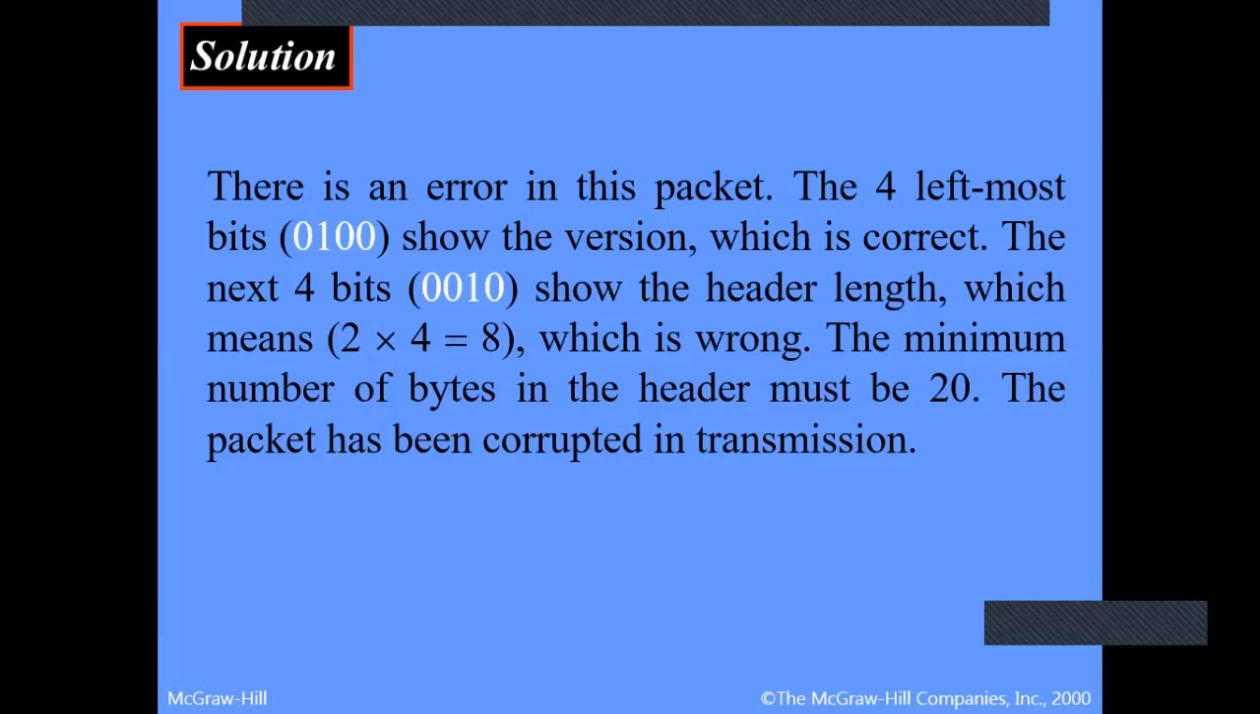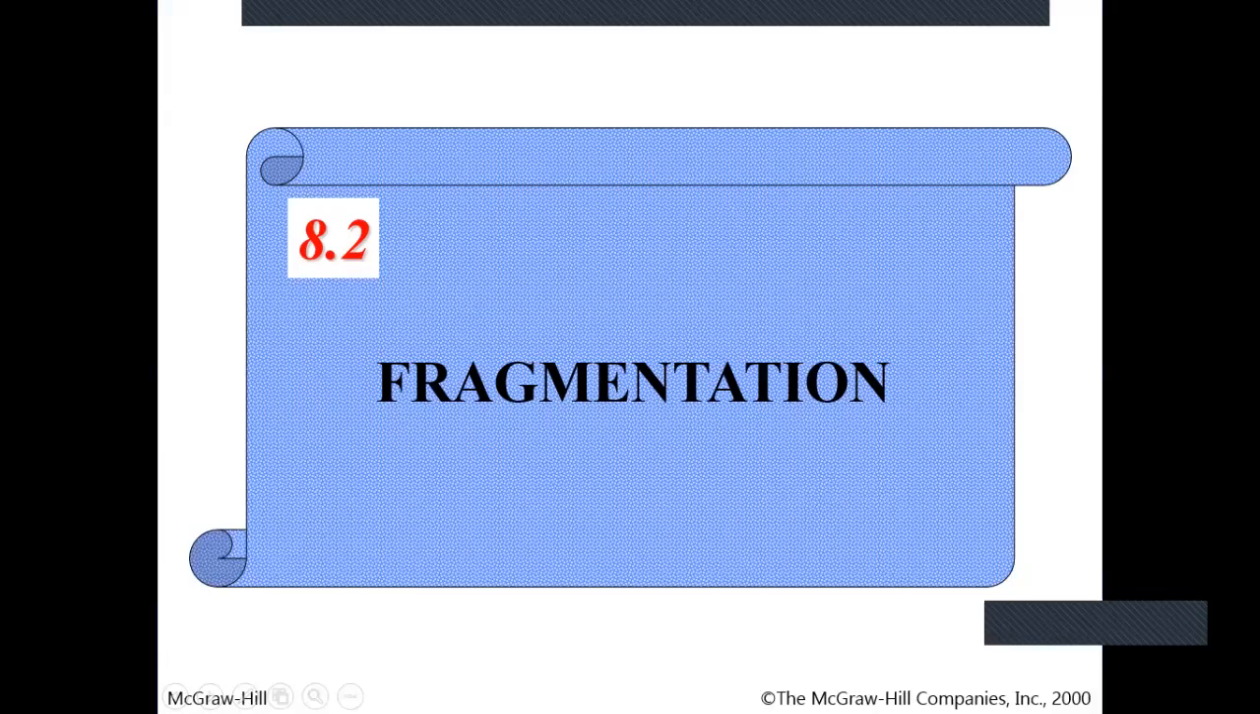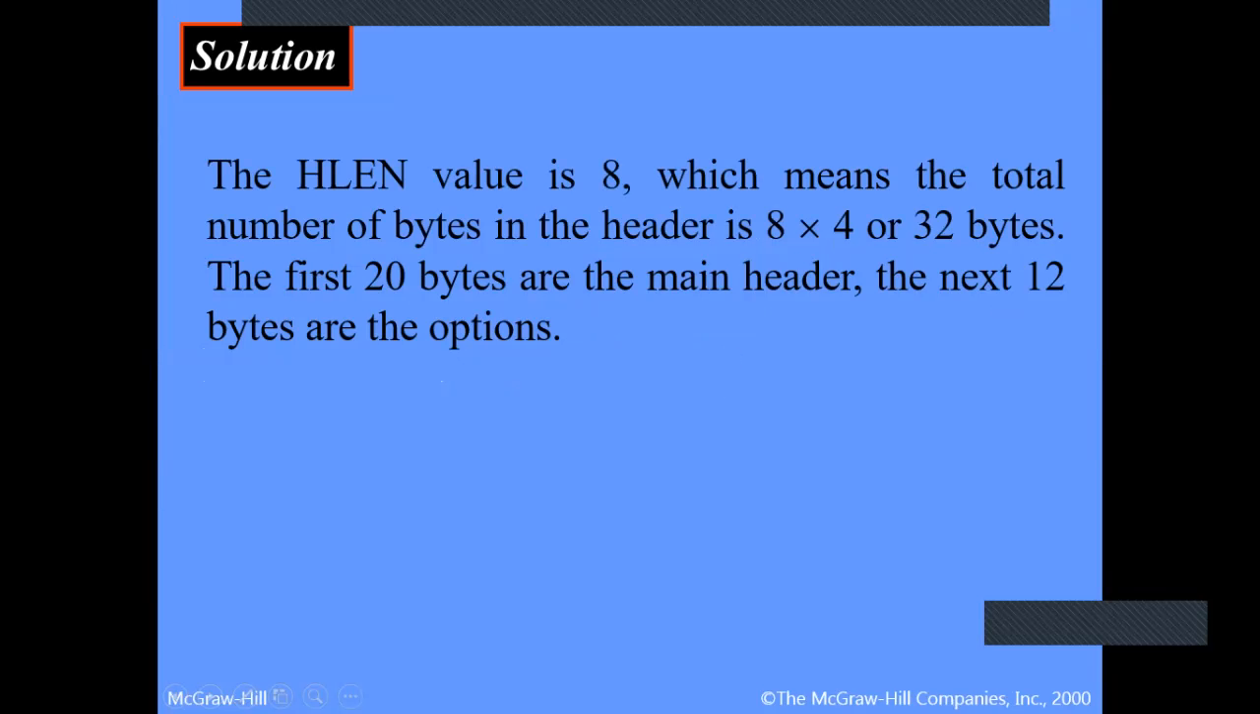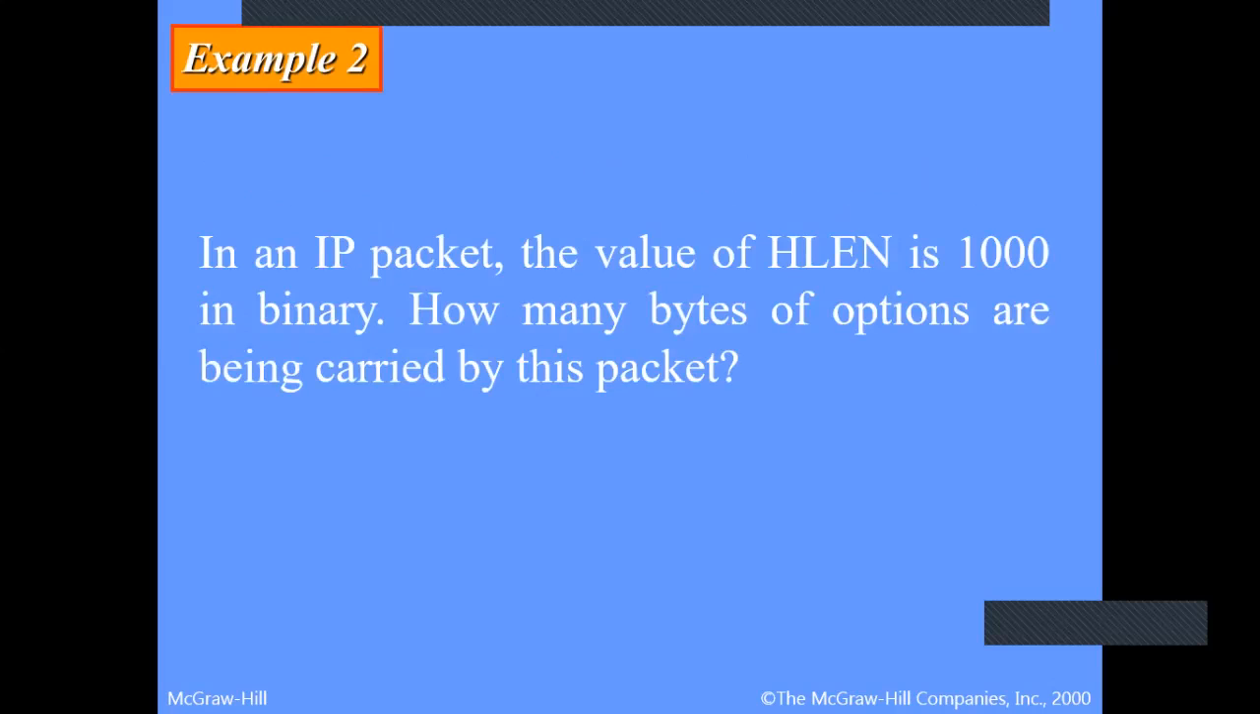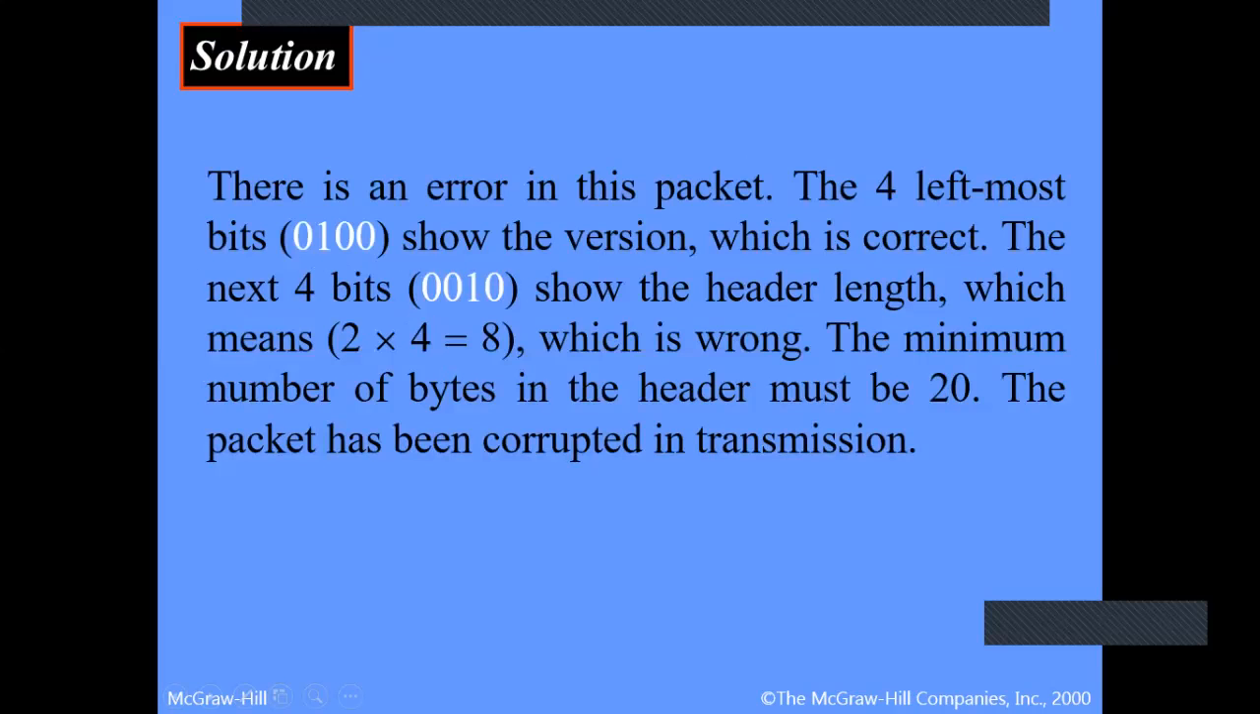As we discussed earlier, the size of the header length depends upon the option field. The header length field has a minimum value of 5 and a maximum value of 15. According to this, 8 bytes are not sufficient to represent the header length of IPv4. So the packet has been corrupted in transmission, and the machine rejects the packet due to the error.